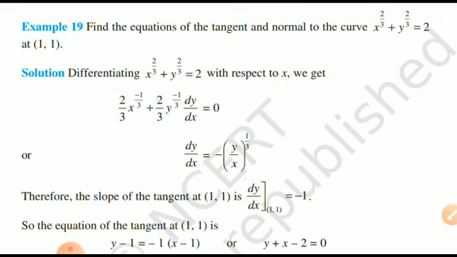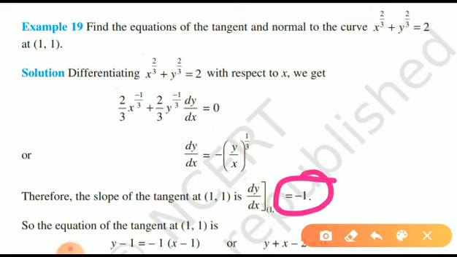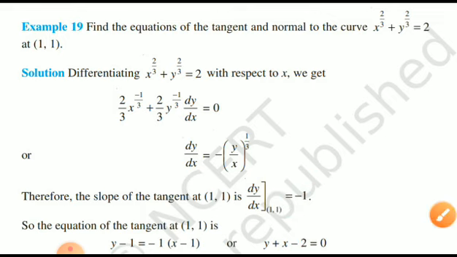So the equation of the tangent at point (1, 1) will be what? You have dy by dx at (1, 1). So it is y minus 1 equal to the derivative at (1, 1), the slope, which is minus 1. So it is minus 1 into x minus 1, and hence the equation will be y plus x minus 2 equal to 0. Okay.